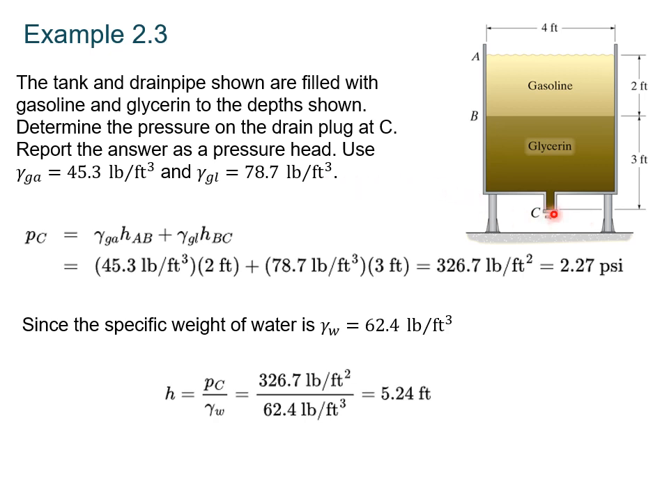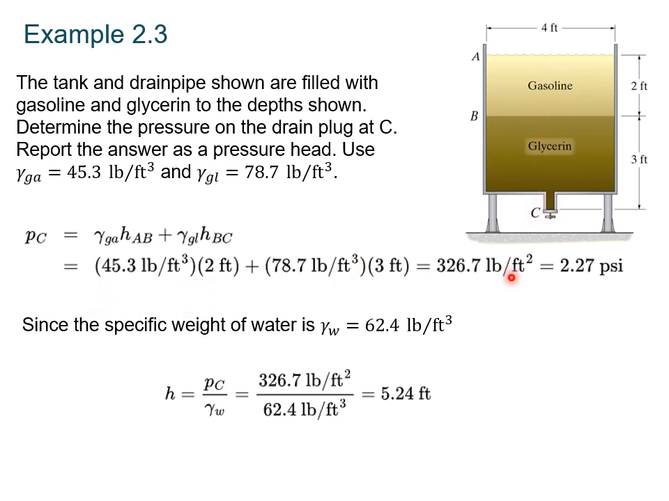So the pressure at the bottom is simply going to be the pressure due to the gasoline. For example, we start up here at the top, that's atmospheric, so we add gamma gasoline times the height from A to B, which is 2 feet, plus we add to that the pressure due to the glycerin, which is gamma of glycerin times the height from B to C. So the bottom pressure is going to be the sum of those two pressures.